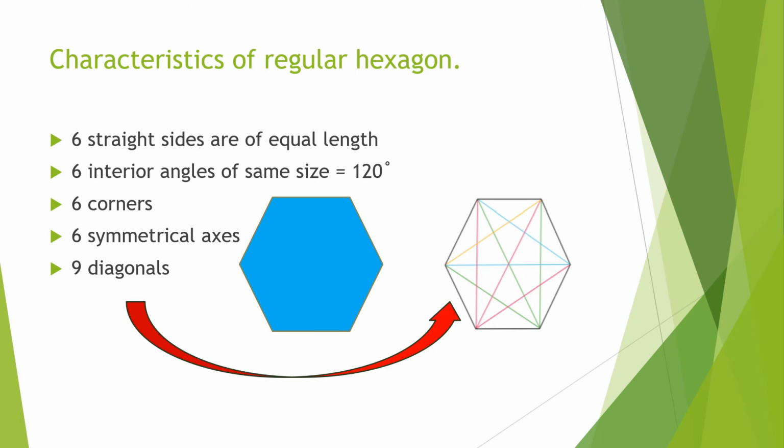Now let's look at a regular hexagon. A regular hexagon has 6 straight sides of equal length, 6 interior angles of the same size, 6 corners and 6 symmetrical axes. A regular hexagon has 9 diagonals.